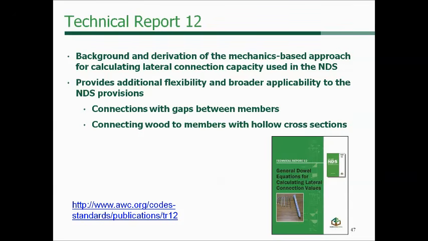It's something you could program. It gives you a good sense of how those equations are derived and used. What it does allow that you can't do with the yield limit equations in the NDS is you can account for gaps between members. So if you had gypsum board, for example, sandwiched between two wood members, and you wanted to know what that does to your capacity, then you could calculate that as a gap between two wood members. If you had a wood member with a hollow cross section, like a hollow steel tube, you could calculate that as well using this approach.